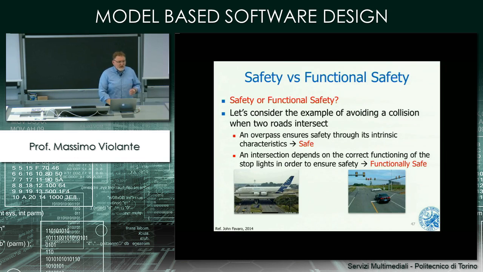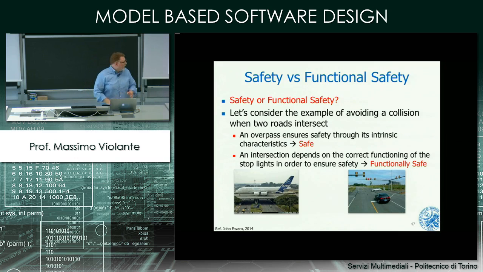This is obtained by an additional functionality, the traffic light. If the traffic light is not working properly, you can have an accident there, because there is no functionality that regulates the access to this intersection. So this is an example of a functionally safe system. It is a system that embeds a functionality that guarantees the safety of the users.